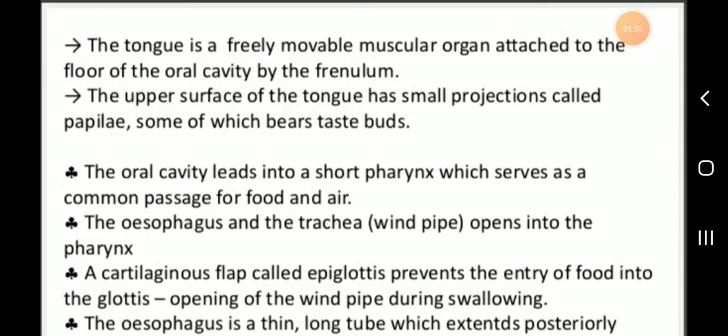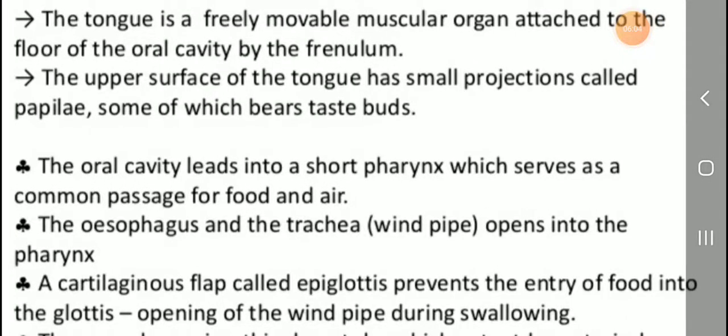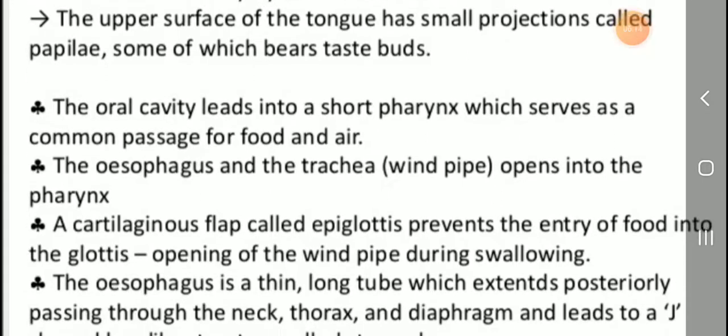Next, the tongue. The tongue is a freely movable muscular organ attached to the floor of the oral cavity by the frenulum. The upper surface of the tongue has small projections called papillae. Some of them bear taste buds. That is the taste buds.